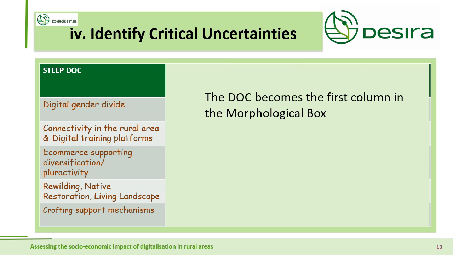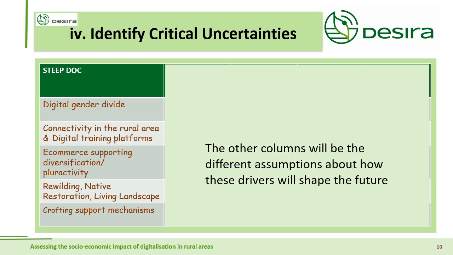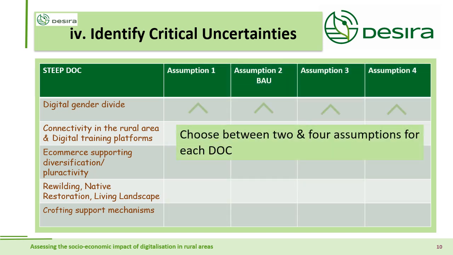The drivers of change becomes the first column in setting up the morphological box. The other columns will be the different assumptions about how these drivers will shape the future. Choose between 2 and 4 assumptions for each driver. You'll notice assumption 2 is also known as BAU, which stands for business as usual, and we will cover this shortly.